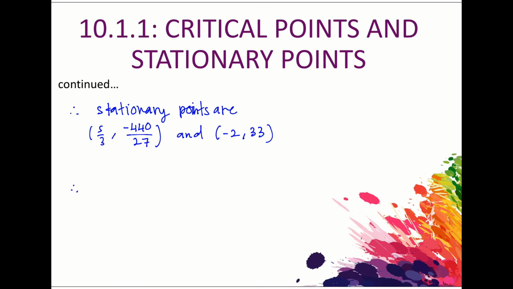And the stationary values are negative 440 over 27 and 33. So that's all for example 1, question number 1. And now let's move on to example number 1, question number 2.